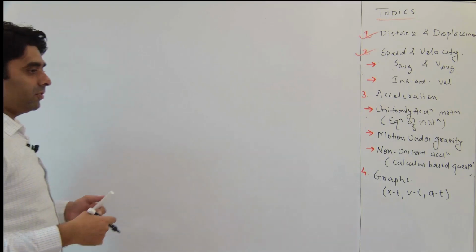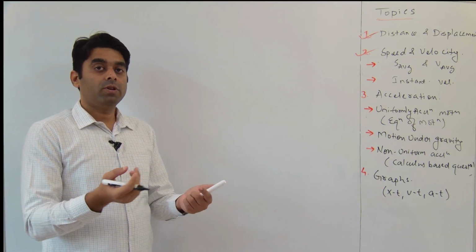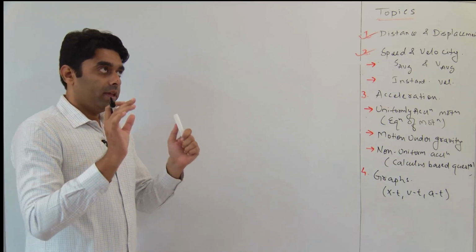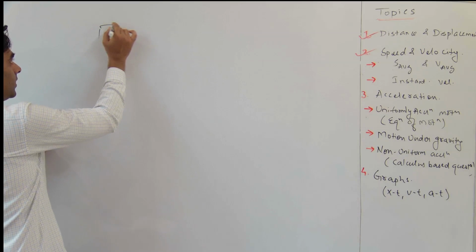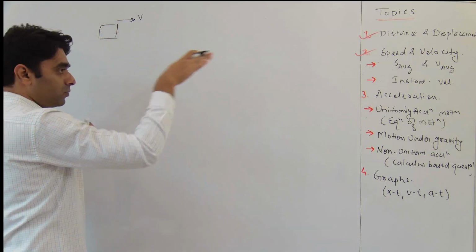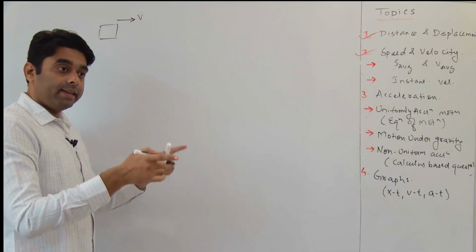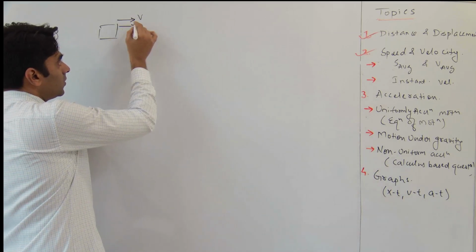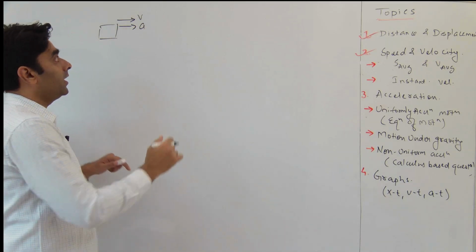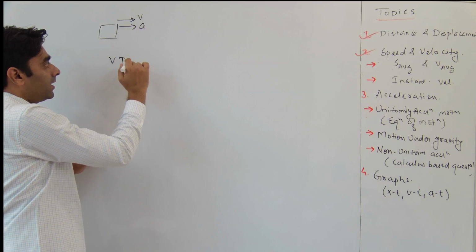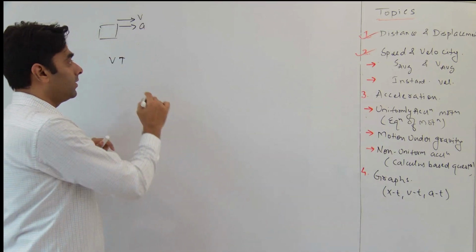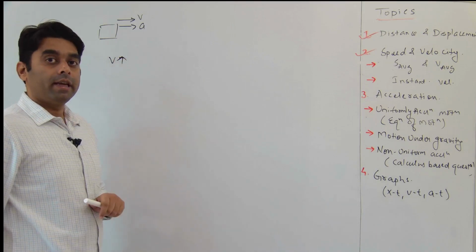Now, as we have seen, acceleration is the rate of change of velocity. Whenever velocity changes, acceleration will be there. Let's take certain cases. Suppose a body has a velocity v towards the positive x direction, and its acceleration is also towards the positive x direction. Then what will be the effect on this body? The velocity of the body will increase. To be precise, the speed of the body will increase. The magnitude of velocity will increase.